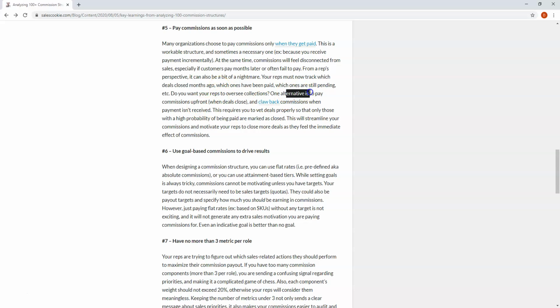So one alternative is to consider paying commissions up front and clawing back commissions when payment isn't received. This obviously requires vetting of deals properly, making sure they have a good probability of closing, but it can motivate your reps to close deals as they feel the immediate effect of commission.